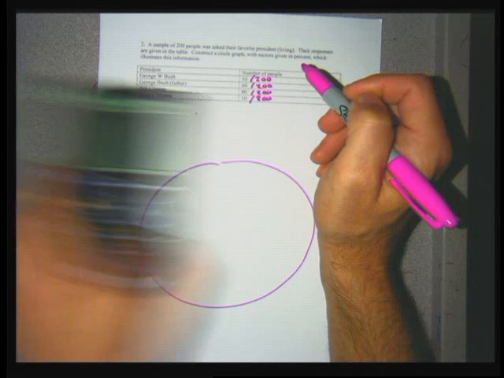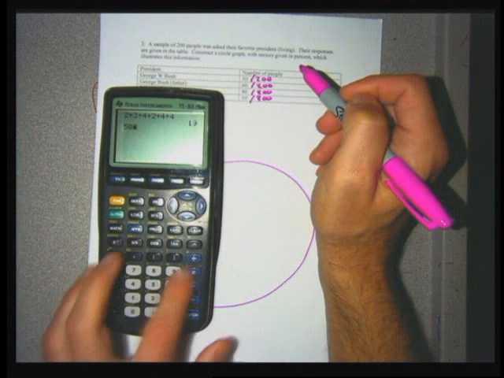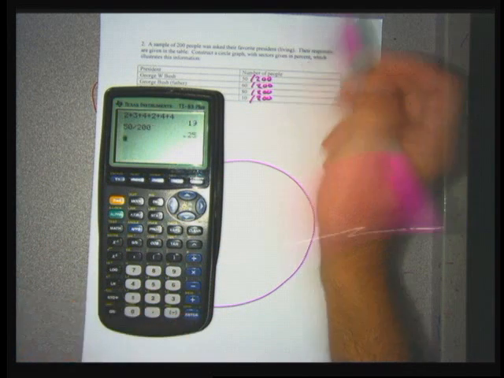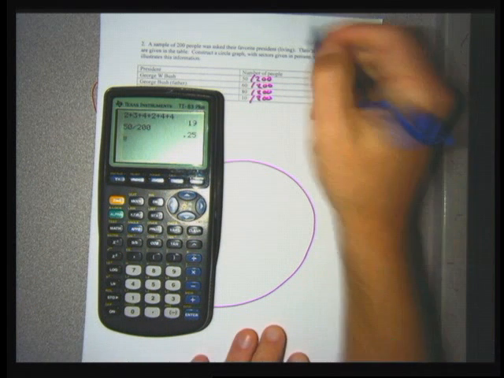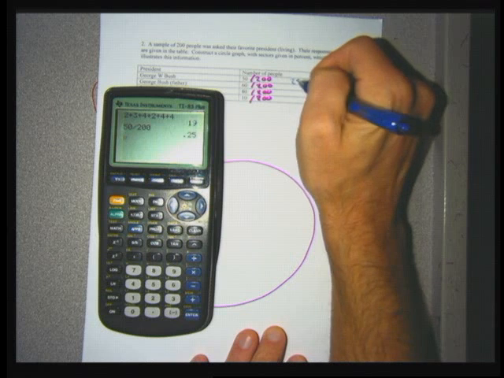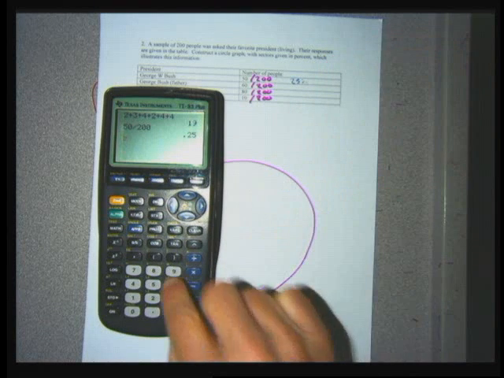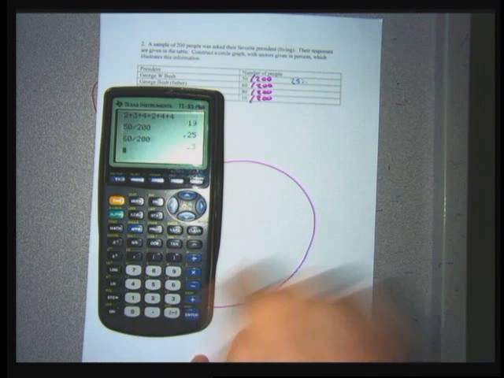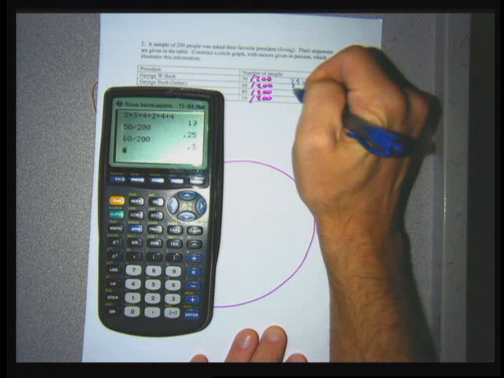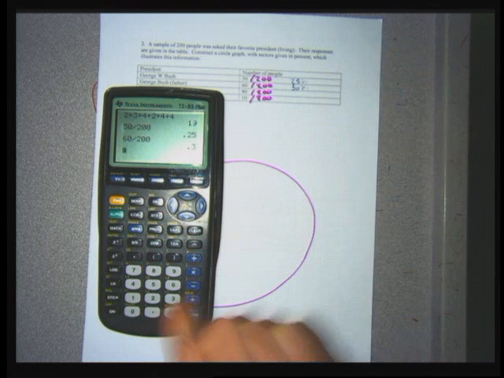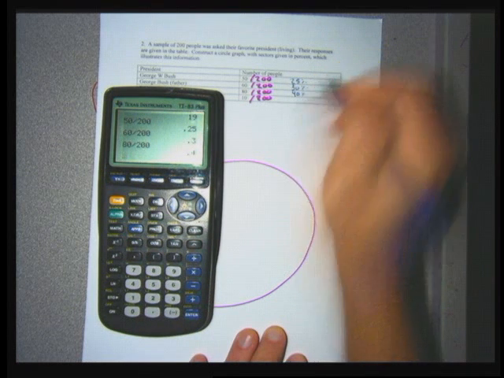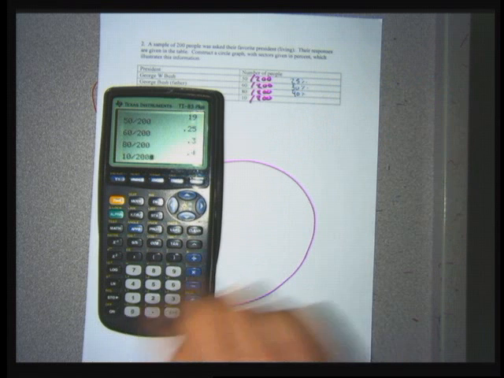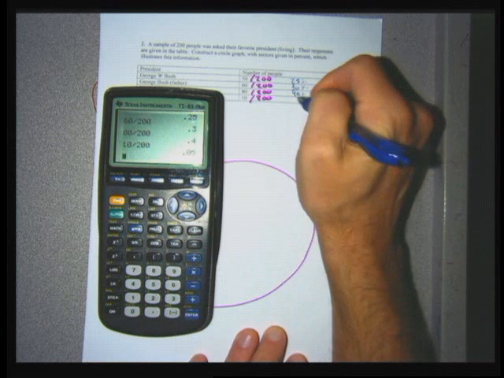So if I do 50 divided by 200, I get 0.25. And I'm going to write that as 25%. And if I do 60 divided by 200, I get 0.3. I'm going to write that as 30%. And then 80 divided by 200, I get 0.4, which I'm going to write as 40%. And 10 divided by 200, I get 0.05, which I'm going to write 5%.